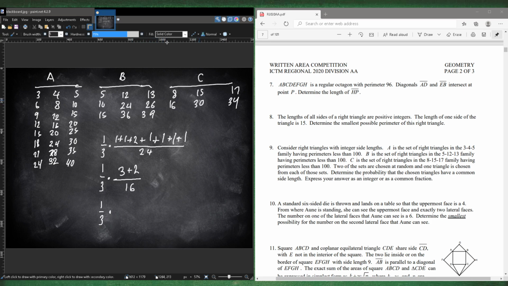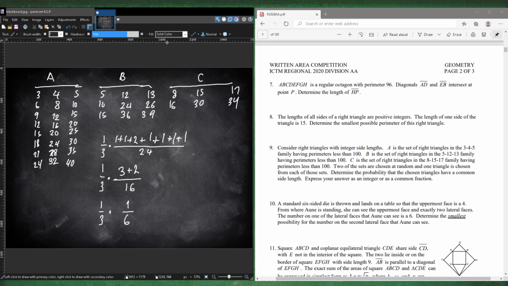There's no 24s. There's no 10s. There's no 26s either. And then the 15, 36, 39. So there's one 15 here, no 36, and no 39s. So we only have one that works out of a 3 times a 2, which is 6.